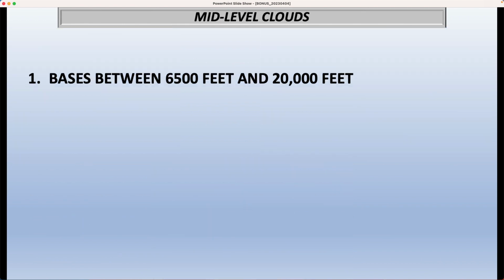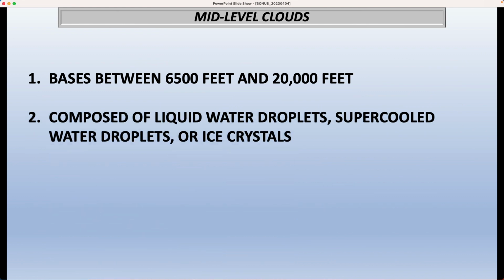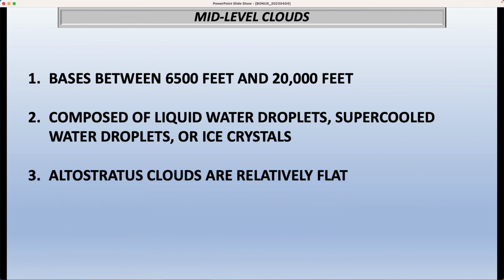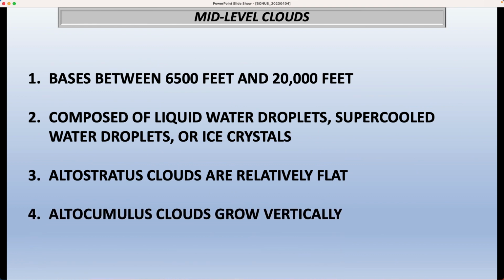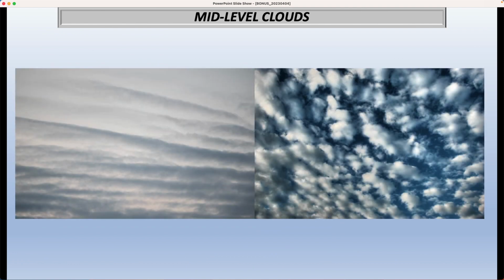Now, mid-level clouds occur between 6,500 and 20,000 feet, and again, they are composed of liquid water droplets, supercooled water droplets, or ice crystals, depending on the time of year. Alto stratus clouds are relatively flat. The prefix alto refers to mid-levels. And alto cumulus clouds will either have a cellular appearance to them or in some cases can have some vertical development. Here are some examples of that.